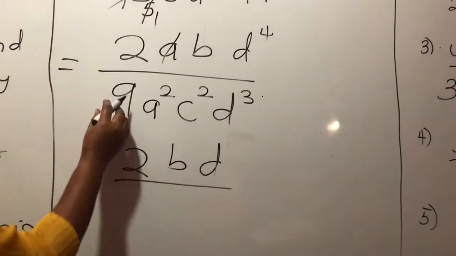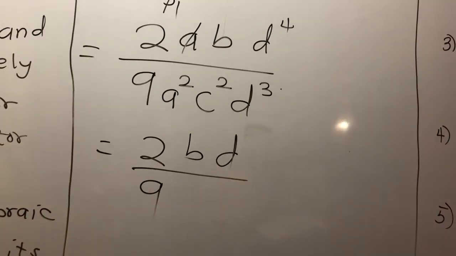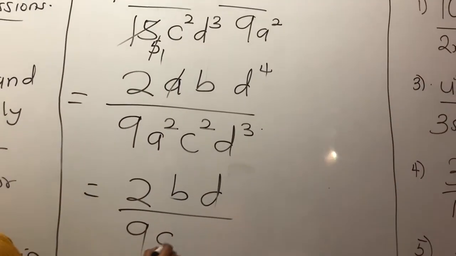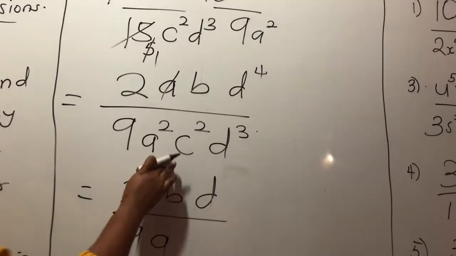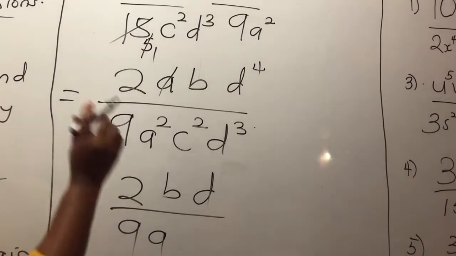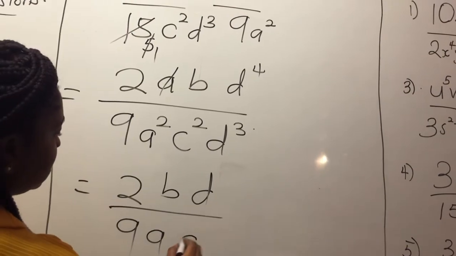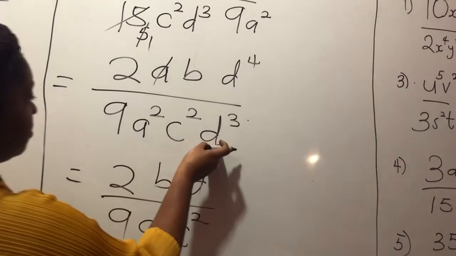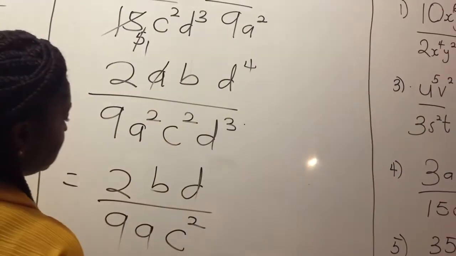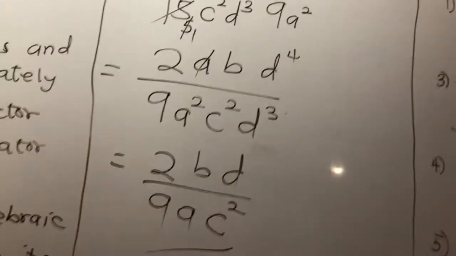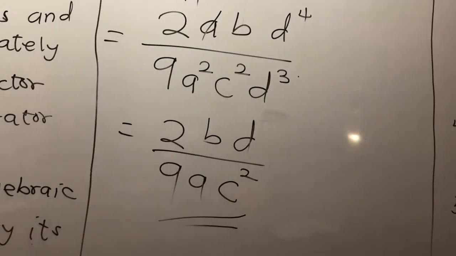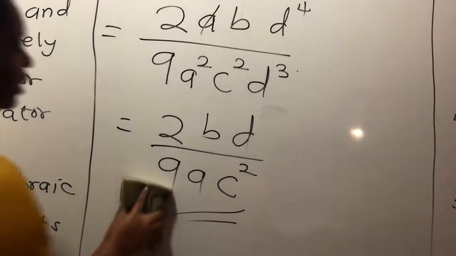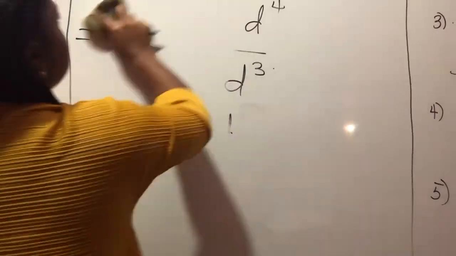So what are we left with here? We have 9. Now do you remember that we cancelled 1A from this A? So now you're left with an A here. Right? And this C, we didn't cancel this C with anything. So you carry your C to here. Now this D, remember we cancelled it out from this D. So this is your final answer. So 2BD all over 9AC squared.